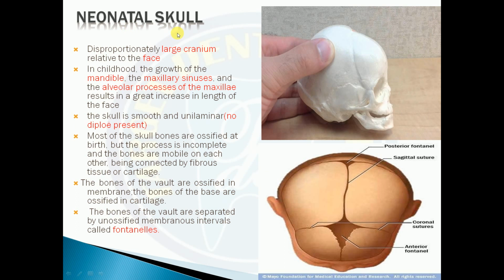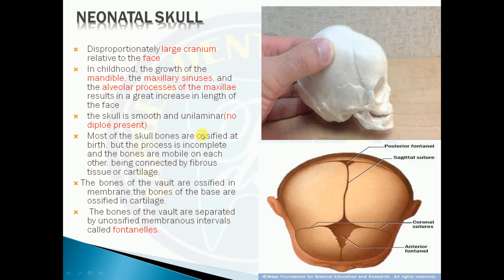Coming on to the neonatal skull. There is a disproportionately large cranium relative to the face. In childhood, the growth of the mandible, the maxillary sinuses and the alveolar processes of the maxilla results in a great increase in the length of the face. The skull is smooth and unilaminar. No diploe is present.